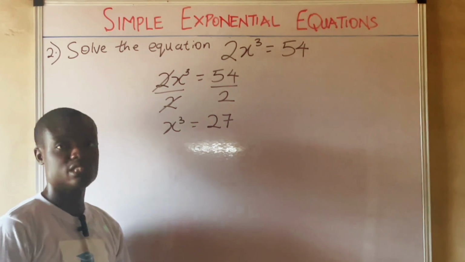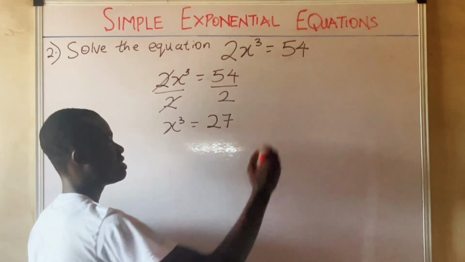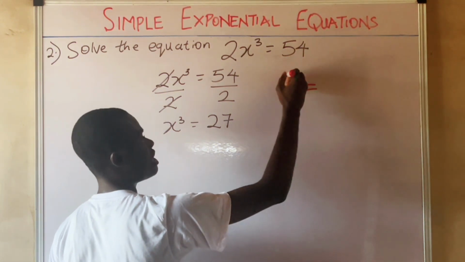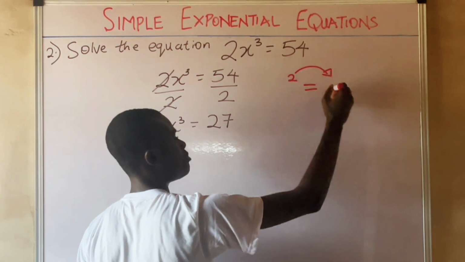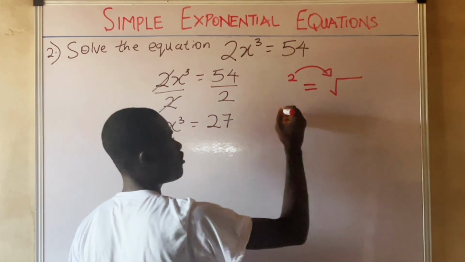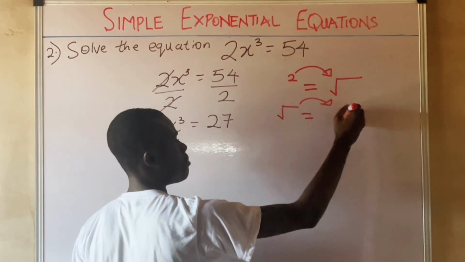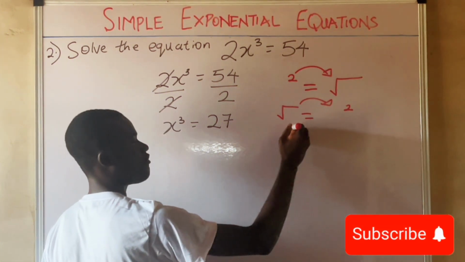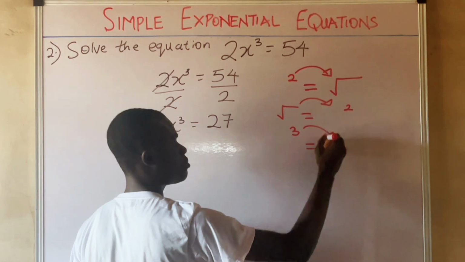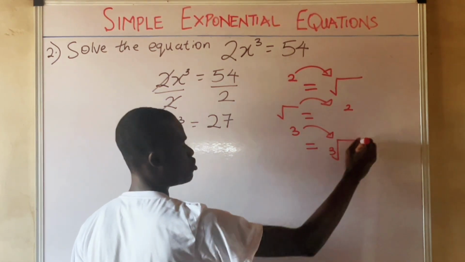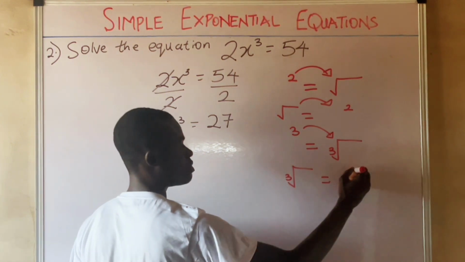Now what are we going to do in this case? In mathematics you should understand something. If we have a power of 2 and the power 2 crosses the equality sign, it becomes the square root. If we have a square root and the square root crosses the equality sign, it becomes power 2. Similarly, if we have power 3 and power 3 crosses the equality sign, it will become the cube root. Also, if we have the cube root and the cube root crosses the equality sign, it becomes power 3.